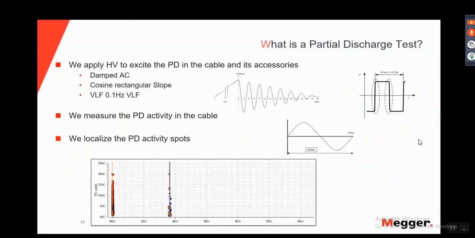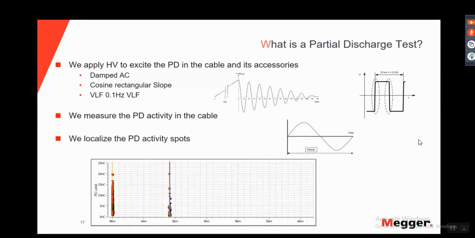So how do we do a partial discharge test? Well, we will apply a high voltage to excite the partial discharge in the cable and its accessories. We can use different wave shapes. For instance, we can use the dampened AC. This is one of the wave shapes we can use. We can also use the cosine rectangular slope. Not the whole wave shape, only the change of polarity is the slope, when the change of polarity happens in the cosine rectangular wave shape. And also we can use the sine 0.1 Hertz VLF wave shape, okay? We will measure the partial discharge activity in the cable.